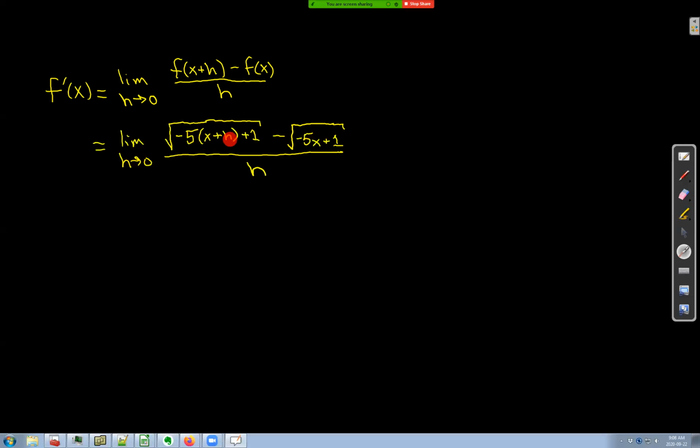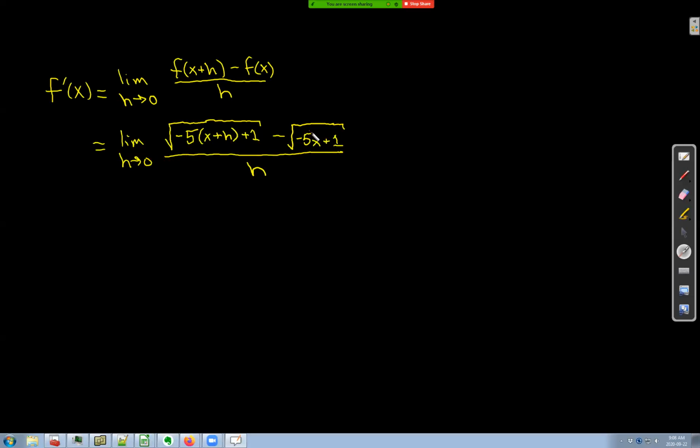If you plug in h equal to 0, then this will just be the same as this, and so you'll get 0 in the numerator. And if h is 0, then you get 0 in the denominator. So you get 0 over 0, and 0 over 0 is never a correct answer. So again, you should always try the easy thing, and the easy thing is just plugging in the number.